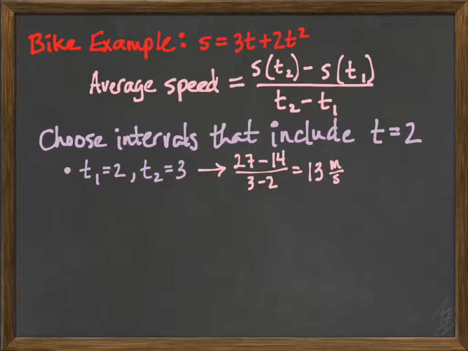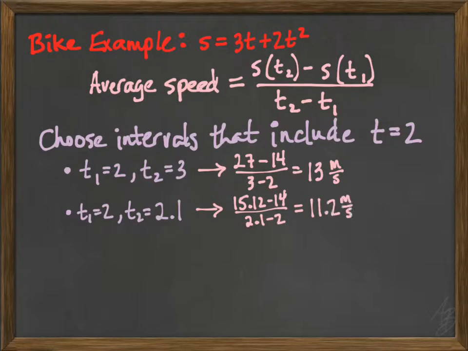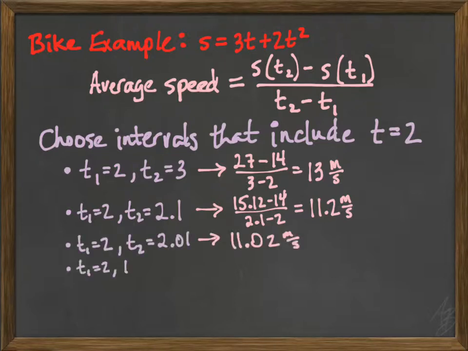So to make this a more accurate answer, to get it closer to what we're actually looking for, we're going to make the time interval shorter. Instead of going for 1 second, we'll go for 1/10 of a second. We'll start at 2 and go to 2.1. Plug in the numbers, and we end up getting an average rate of change over this interval of 11.2 meters per second. Again, this is an average, but it's closer to the number that we should be getting here at exactly 2 seconds. And we can continue making the time interval shorter and shorter and shorter.